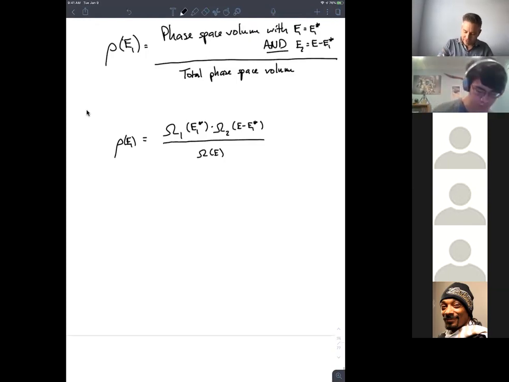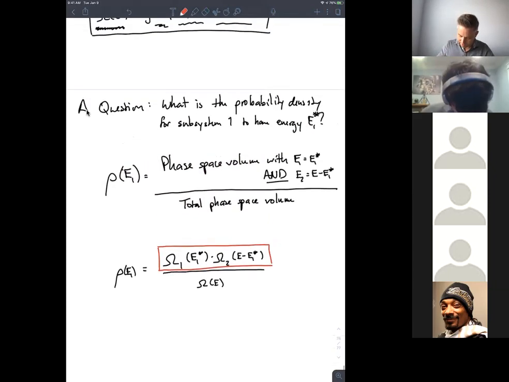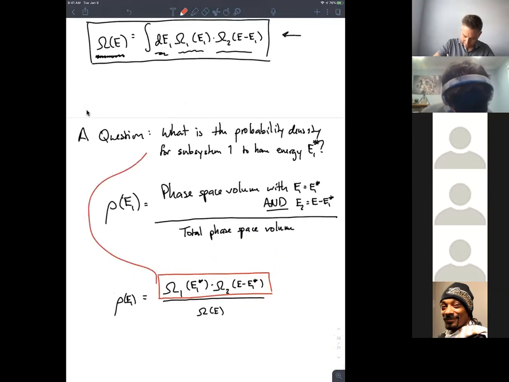Now, notice this thing. Let me draw a box around it here. This is the product of subsystem 1 having energy E1 times the density of states of subsystem 2 having energy E2, which is equal to E minus E1 star. Notice that this is the integrand of this. So it's the integrand of this thing. In other words, it's just the subspace volume that has the specific values of E1 that we are interested in.